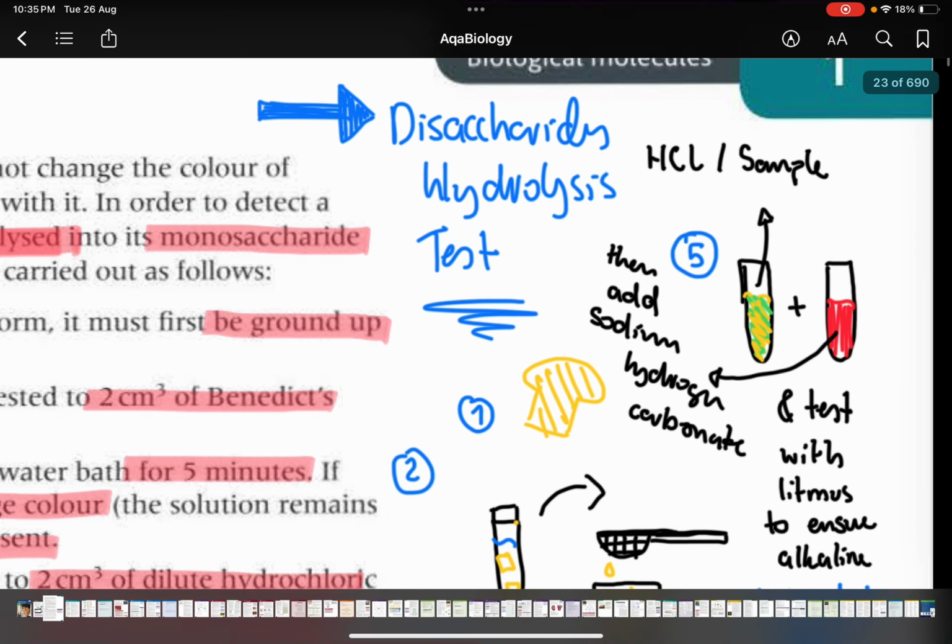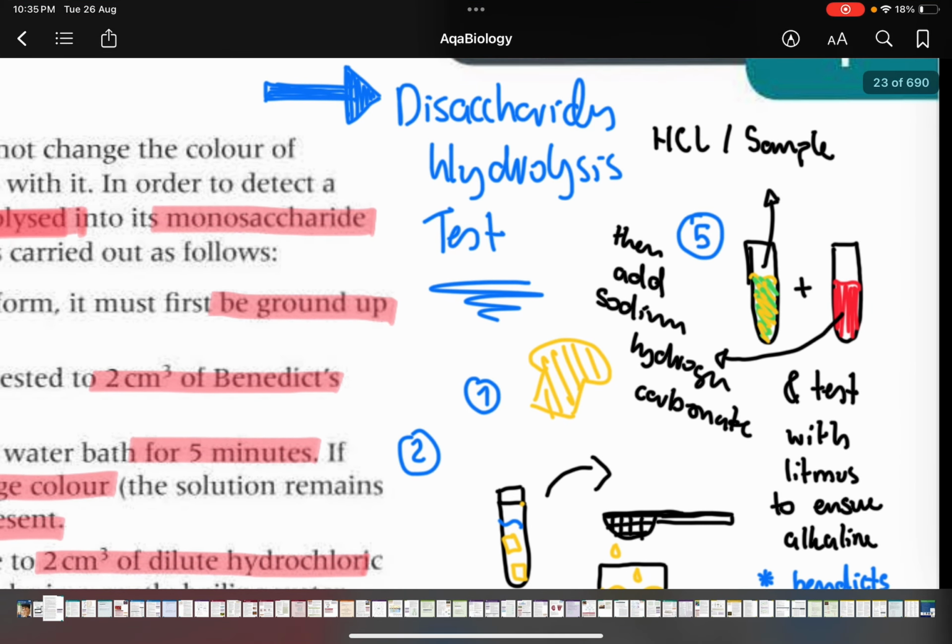I've made a little diagram here. So this is our test for those specific sugars that aren't reducing. So we're going to exclude maltose or any monosaccharide from this test. And once again, the reason why we can't do this test with the Benedict's reagent is because these sugars are just non-reducing, and so in order to figure it out, you have to do this specific test.